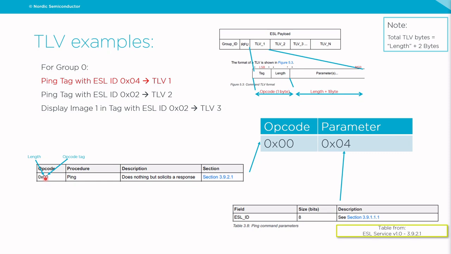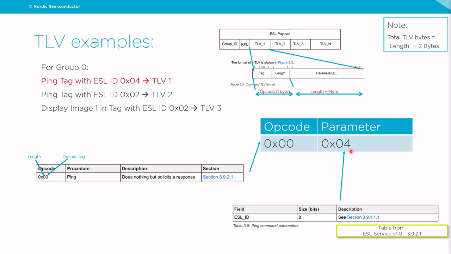So the parameter will only be 1 byte long, and the total TLV will be 2 bytes. So we know that the parameter will need to be 1 byte long. So what do we need to put as a parameter? Well, we want to ping tag number 4 in group 0. So it is obvious that the parameter in this case needs to be the ESL ID of the tag that we want to ping, in this case 0x04, so the tag number 4.